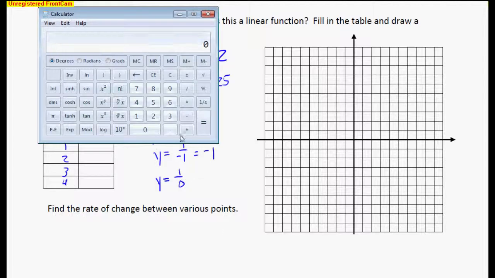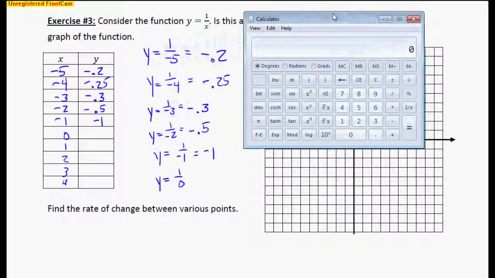Oops, we lost our calculator. Here we go. All right, let's move this guy. And let's go 1 divided by 0. And what do I get? Uh-oh. I cannot divide by 0.